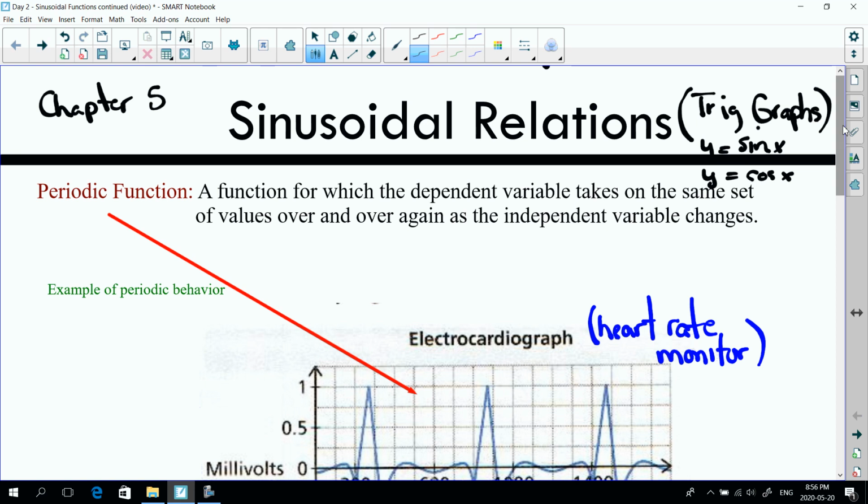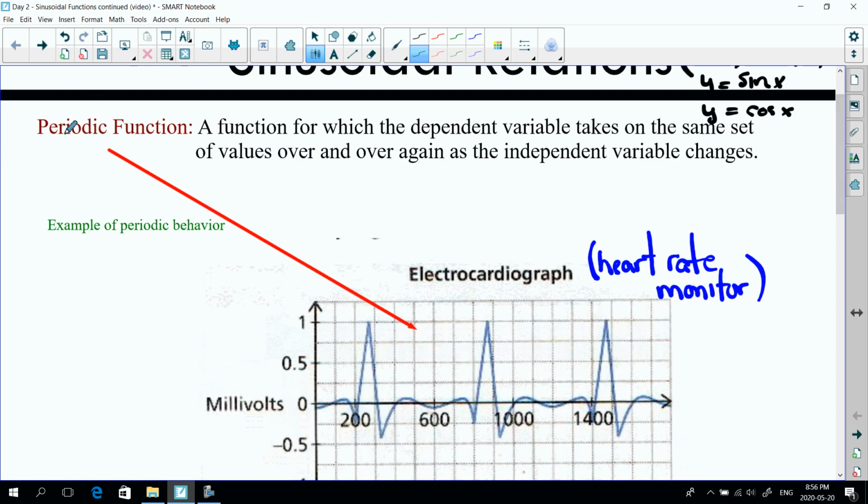The first definition that we need to know is something called a periodic function. A periodic function is a function for which the dependent variable takes on the same set of values over and over again as the independent variable changes. That is a fancy way of saying a function that repeats. Okay, as the x values change, the y values, the dependent variable, take on the same set of values over and over again.